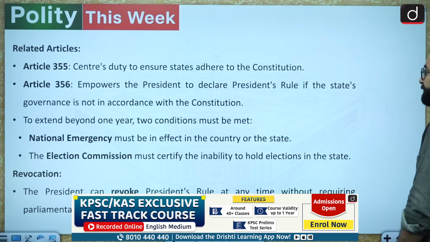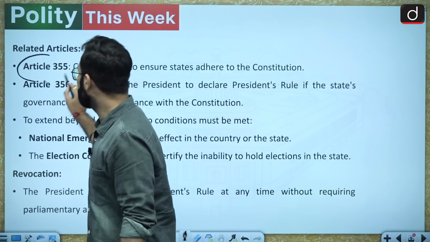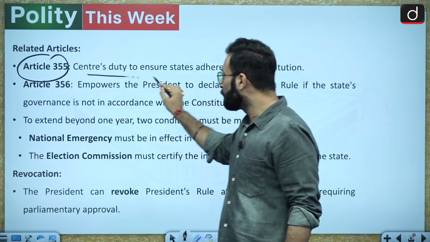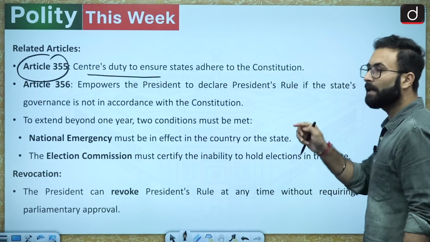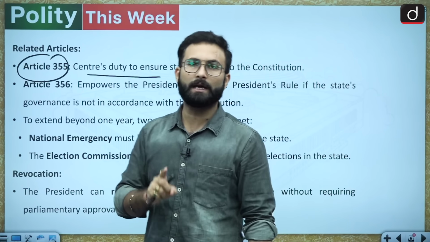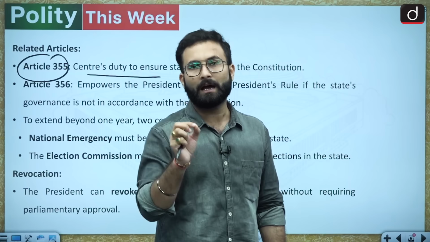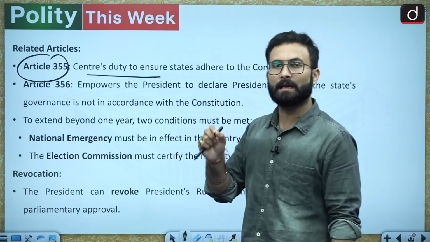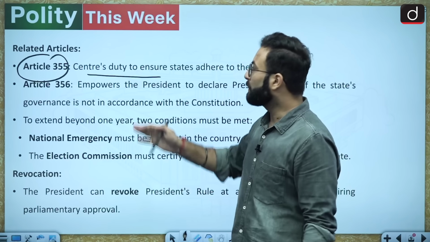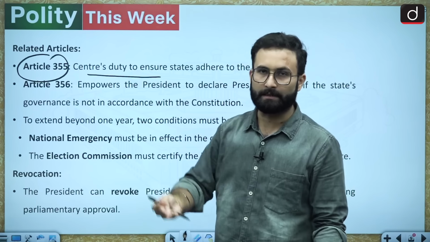Now moving further, there are some related articles. So we have seen that article 355 is there, that is saying that it is center's duty to ensure states are adhering to the constitution, okay. That is one thing. Other than that also there is one duty that central government has to ensure that states are safe, okay. The safety of the states has to be ensured by the central government, okay. So that is also there. So it is center's duty, it is an obligation which is made on the center, okay.